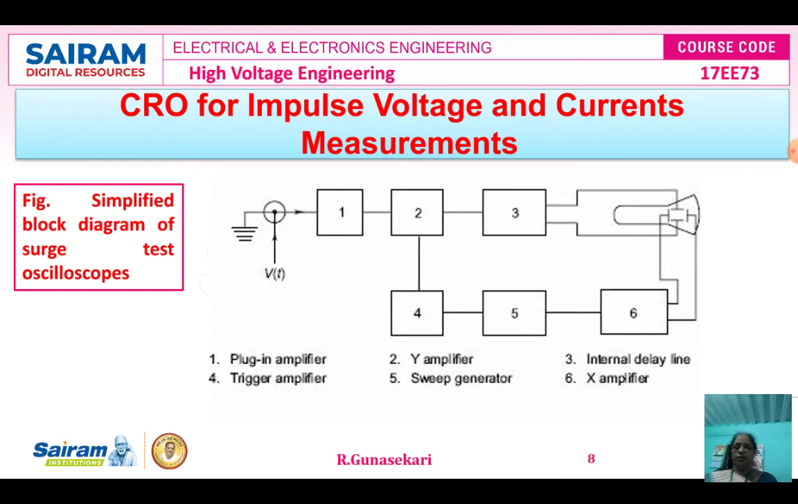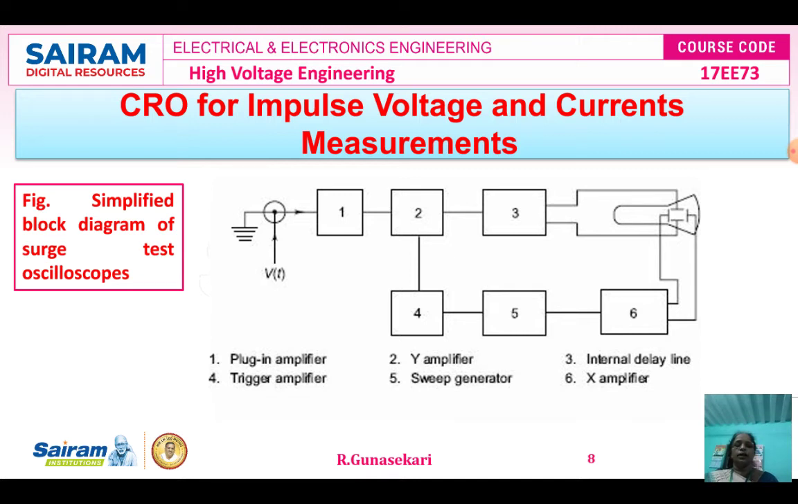The measuring signal is transmitted to the CRO by a normal coaxial cable. The delay is obtained by an externally connected long coaxial cable to give the necessary delay. This arrangement is shown in the figure. Now you see the figure. There are 6 blocks: 1, 2, 3, 4, 5, 6.